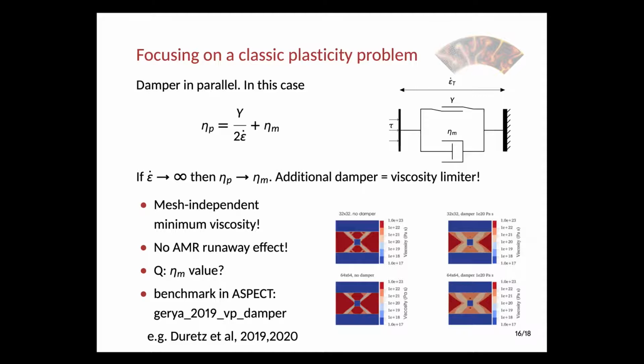And if you let AMR loose, then you will not have this runaway effect, because at some point, no matter how large your strain rate becomes, you will hit the additional damper viscosity value. So that is neat. Of course, the question remains, how do I choose my eta m value? That is a reasonable question to ask. And there is actually a benchmarking aspect already implemented. So you have the code name here. And these ideas have been published recently by Duretz et al. and René de Borst and his collaborators.